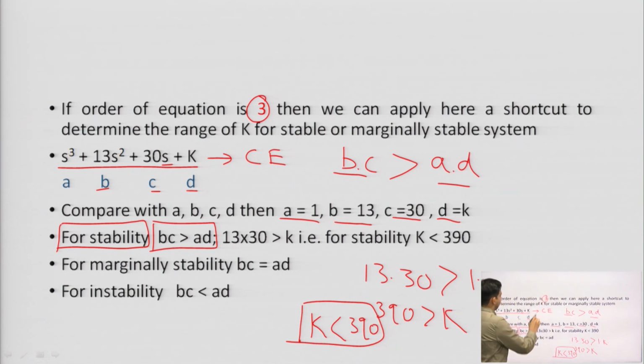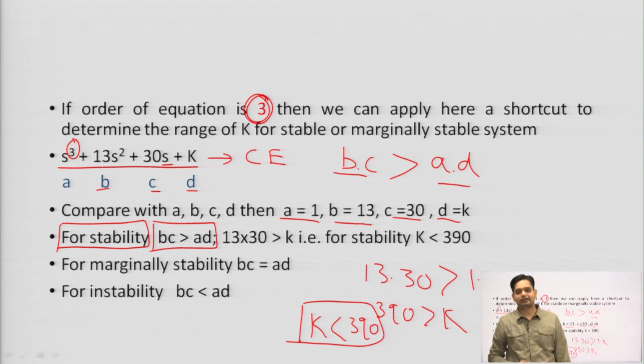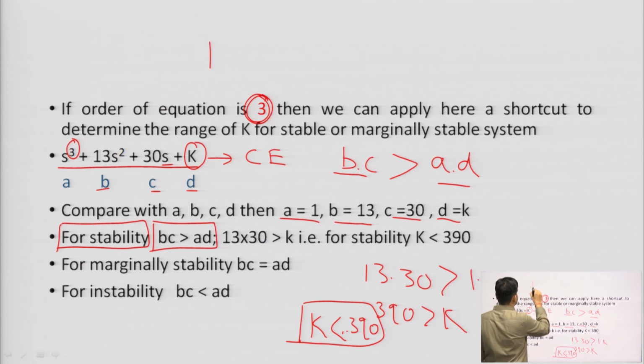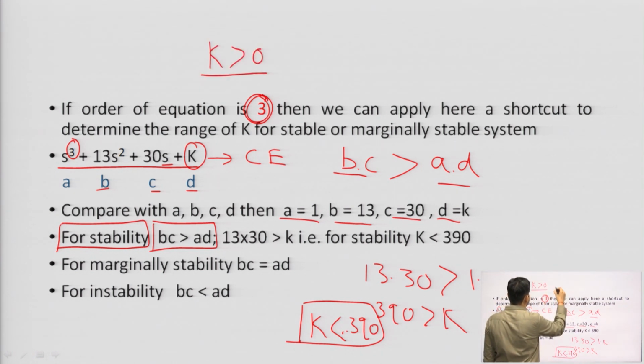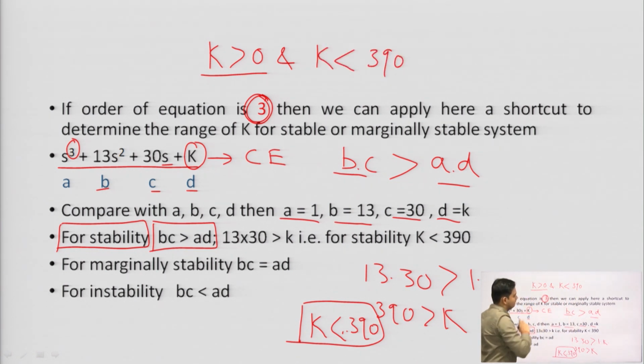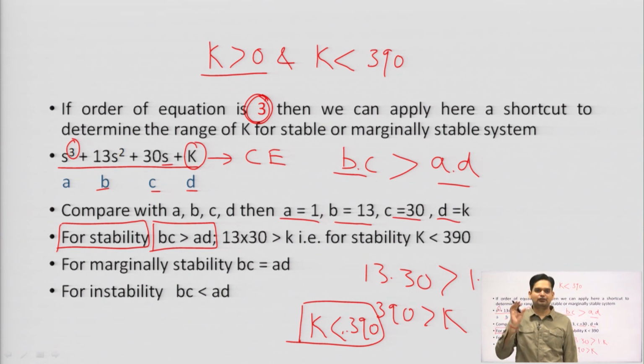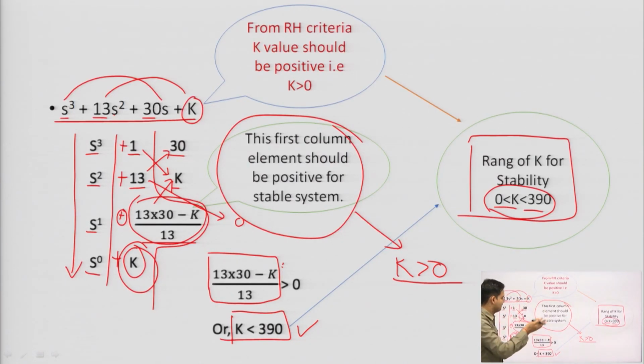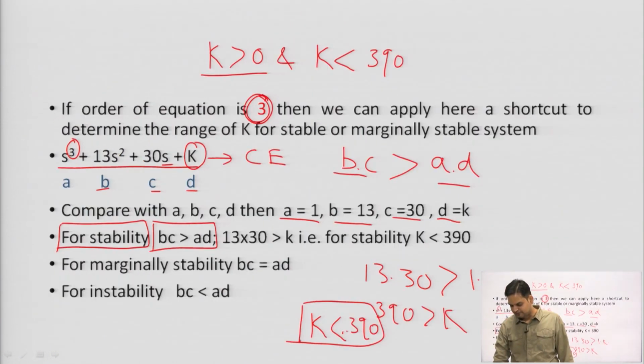So, it is valid whenever the maximum power of S in the equation is 3, then we can obtain this condition, right. In the same way, K has to be positive if my system is stable. So, one condition is K greater than 0 and the second condition is K less than 390. So, this is one way to verify your answer whenever S cube is the highest power. This is the alternate method. For the exam you have to follow the table method, this will give you marks. The next step is only to verify your answer.